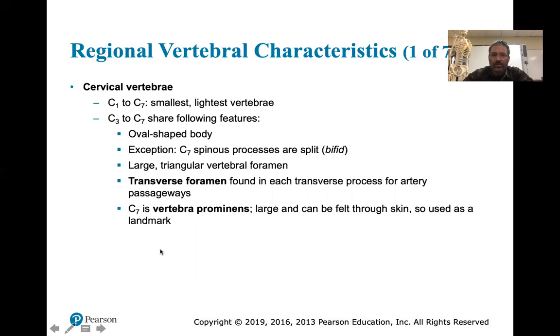And C7 is the vertebral prominence. It's the one that sticks out the furthest. And that, for me, is usually a landmark. I know exactly where the cervical ends and the thoracic starts. Huge landmark.